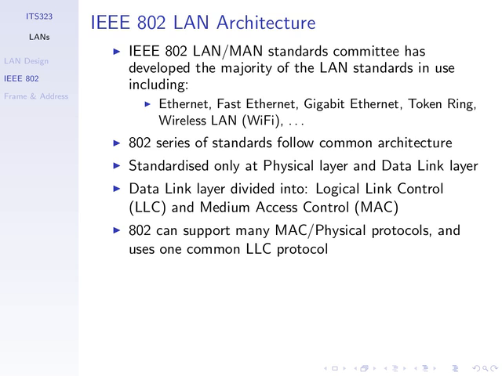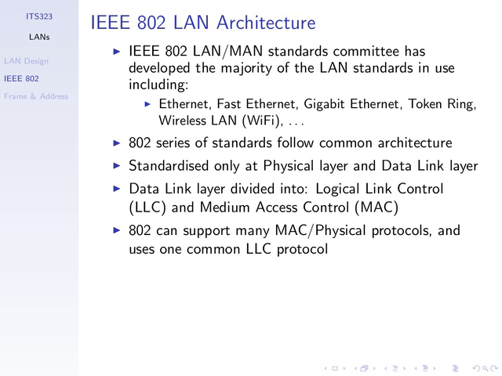Standards for wired LANs, their common names are Ethernet, Fast Ethernet, Gigabit Ethernet, using different topologies we'll see shortly. A token ring-based LAN, which we saw in our example, they pass a token between the stations. Wireless LAN or Wi-Fi fits within the 802 series of standards. So they create many different standards for different technologies.